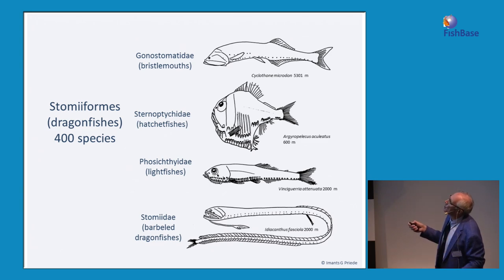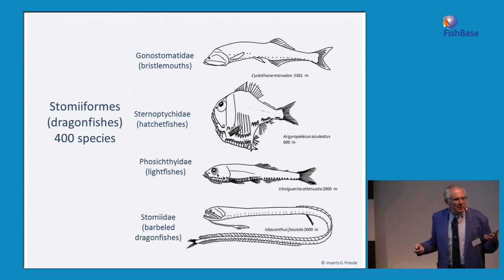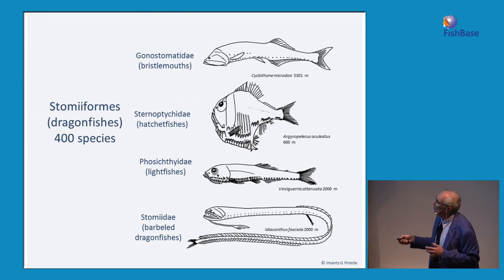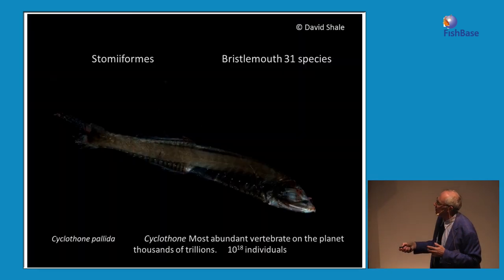And the next famous group is the Stomiiformes, dragonfish. So we've got the Gonostoma, bristle mouths, hatchet fishes, light fishes, and dragonfishes. So these are all related, about 400 species, all adapted to living in the mesopelagic and bathypelagic. So this is Cyclothone. You catch them in nets, they're a few centimeters long. This is probably the most abundant vertebrate on the planet. Thousands of trillions, that's 10 to the 18 individuals on the planet. So this is the most abundant vertebrate there is.